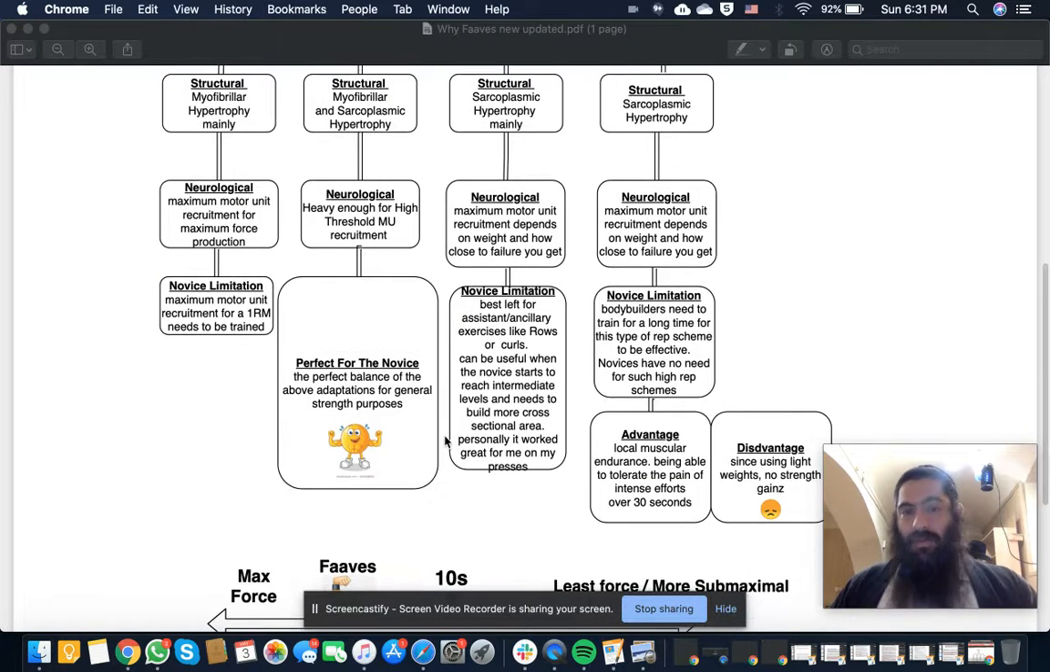The novice limitation, okay, it's best to be used for assist and ancillary exercise like rows or curls. When the novice gets to a later stage and he gets more into intermediary, he can use higher rep schemes because he needs to grow more cross-sectional area, because motor unit recruitment has its limitations. It can be effective to a level, and then you just need to grow the muscle bigger in order to be able to get stronger.